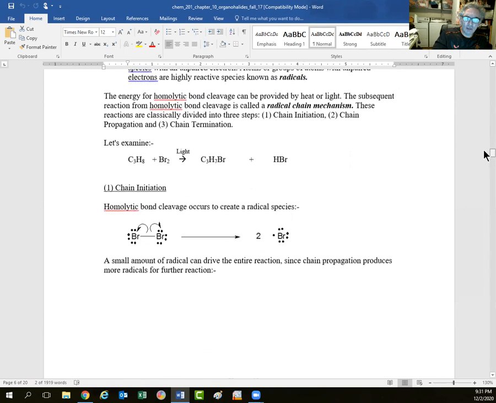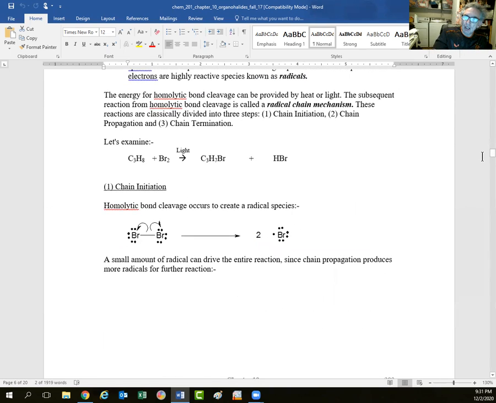So the mechanism falls into 3 steps under irradiation of light or heat energy, as we talked about with the polymer synthesis in the alkene chapter: initiation, propagation, and termination. The initiation step is that initial production of the radical. So homolytic bond cleavage, something like bromine, breaking the bond to give us 2 bromine radicals.